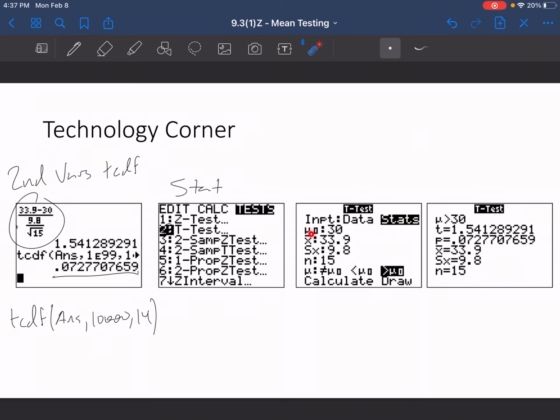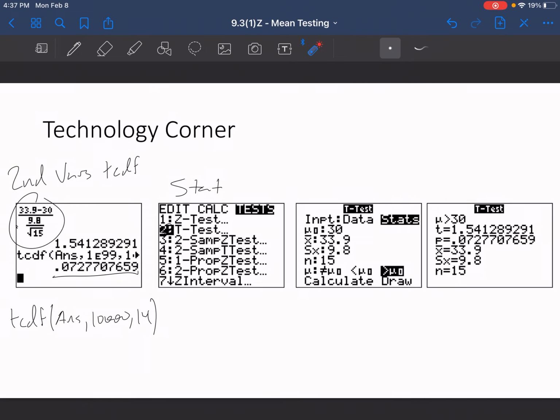We know that we're checking against a null mean of 30 hours. We know that our sample mean was 33.9 hours with a standard deviation of 9.8 hours. And we know that we checked a total of 15 batteries. We're also checking a one-sided alternate hypothesis that's greater than the null hypothesis itself. If we calculate that, we get these values right here, where it spits out our test statistic and our p-value.